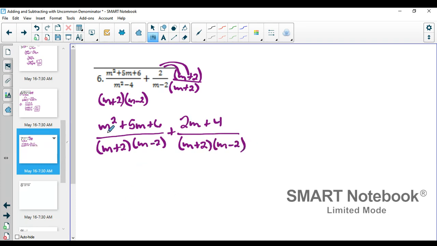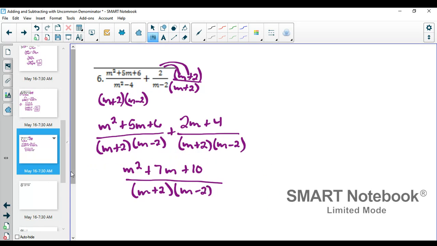And now add what you can in the numerator. So the m squared doesn't change. 5m plus 2m is 7m. And then 6 plus 4 is 10 over m plus 2 and m minus 2.